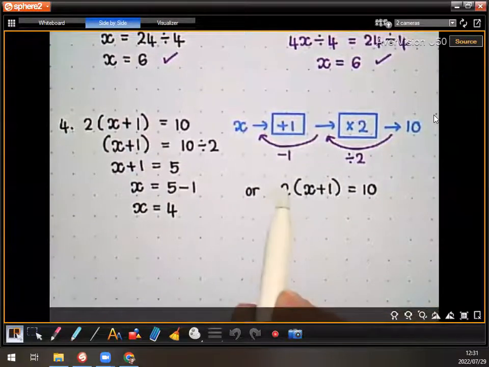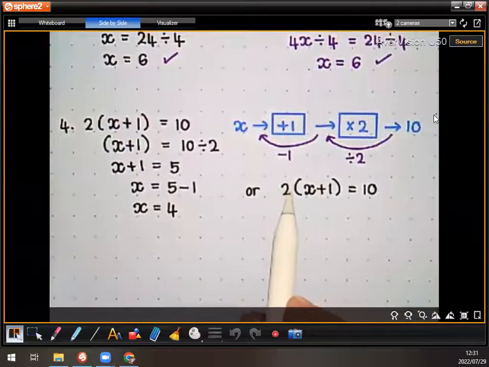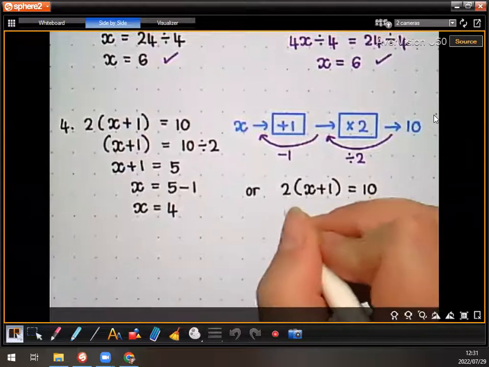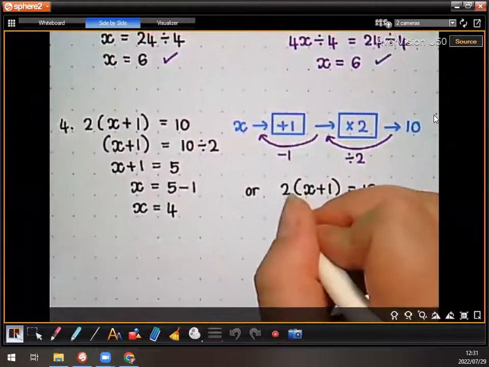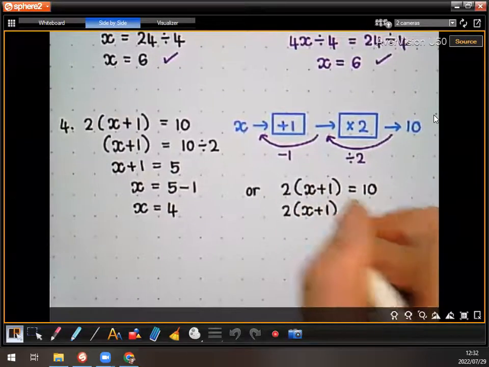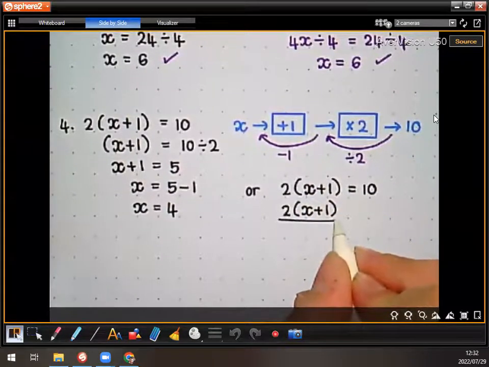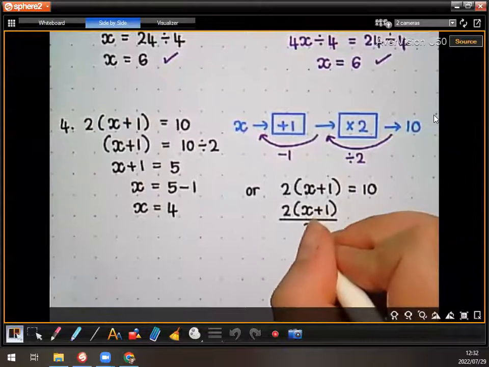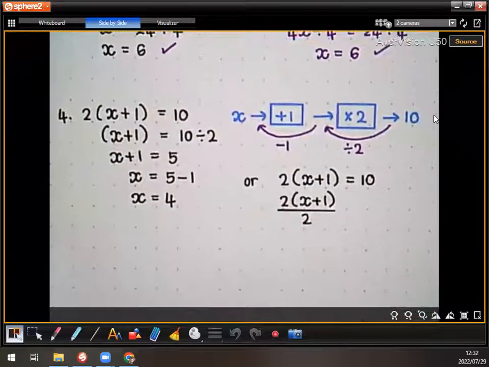What am I doing with this 2? I'm timesing it by the bracket, right? So what do I do to get rid of the times 2? I have to divide by 2. Now for this one, I'm actually going to write it as a fraction. You can write it using the division symbol if you want, but I just think it's maybe a bit easier to see like this. Remember, a fraction also means division.